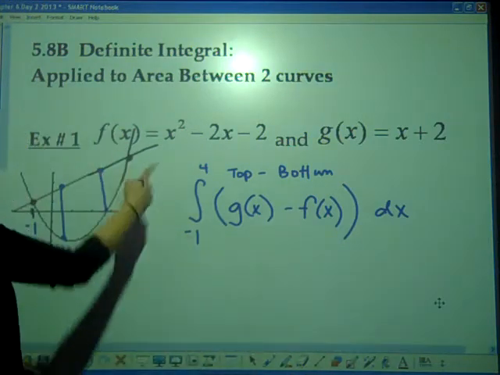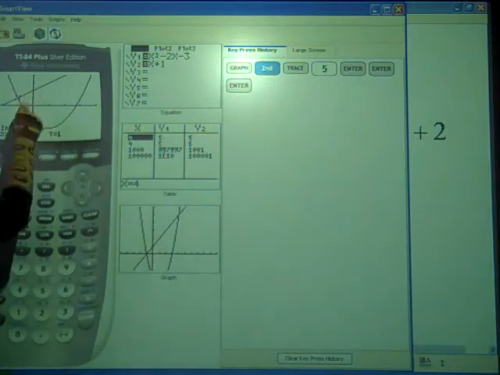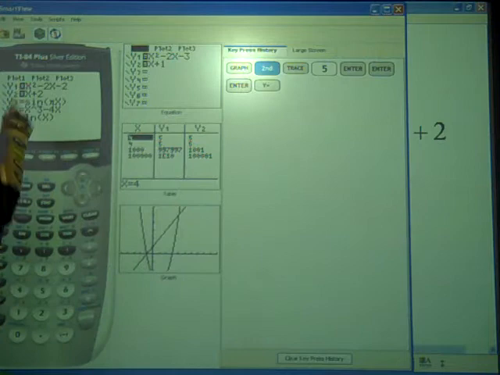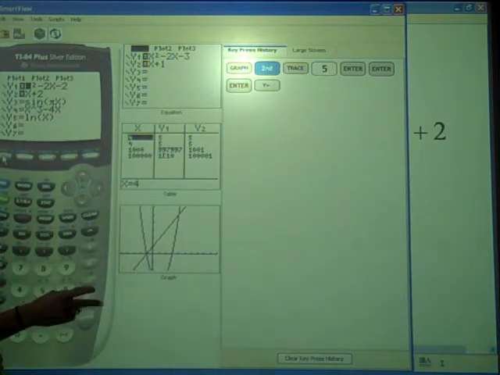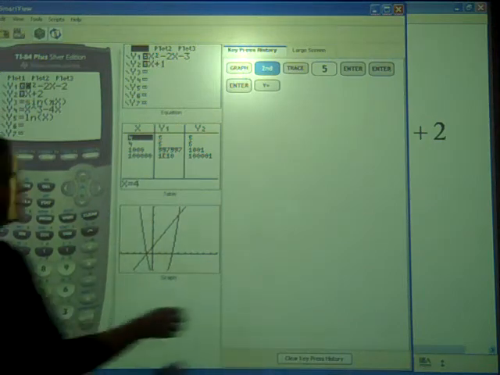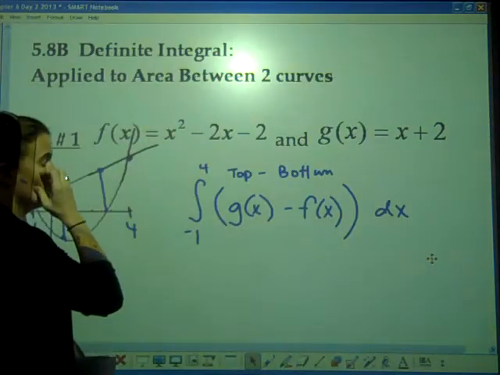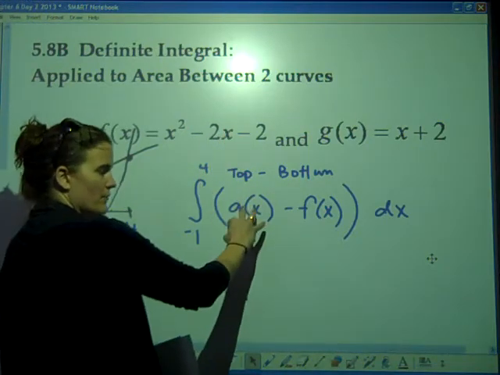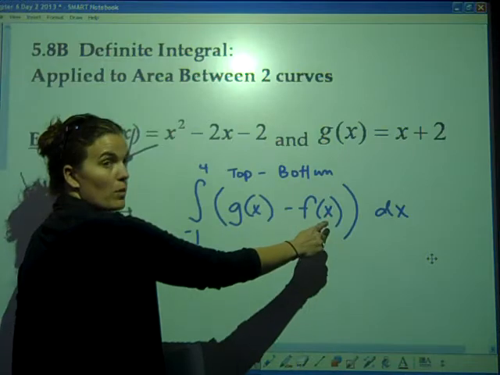What I tend to do on these problems is like what I showed you: type in the two equations. I've typed in all of the equations for the entire homework set, so I don't have to type it all in. But I have them here in y1 and y2, so if you want to do the same thing. Now notice in my equation though, g of x came first, and that's my second equation. And then y1 was my f of x. So I am going to need to tell the calculator to integrate these two equations from -1 to 4, but I'm integrating the y2 minus y1.